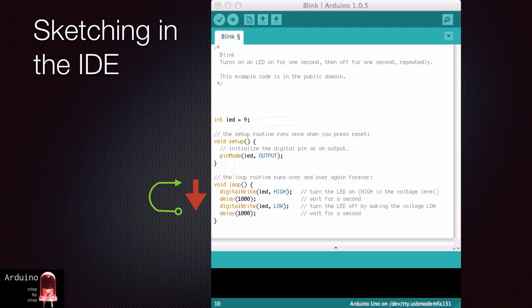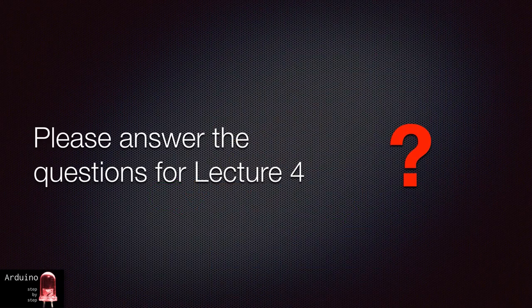So there you have it. The first Arduino circuit and the blinking LED. In the next lecture, we will make the same LED, using the exact same circuit, fade on and off, giving us a much nicer visual effect to look at. Before that, please complete the lecture 4 quiz questions.